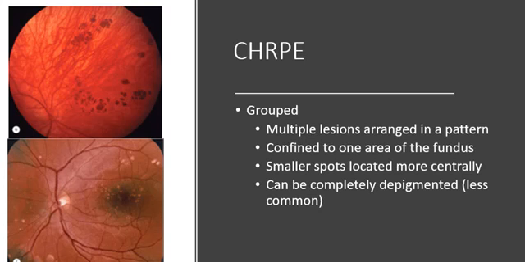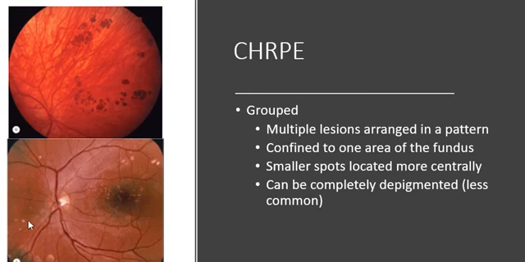This slide here is showing you a grouped chirpy, and they are multiple lesions which are arranged in a pattern, and usually just in one area of the fundus. The pattern simulates animal footprints, and so we sometimes call this bear track pigmentation, like that. So it looks like a little bear has walked across the retina.